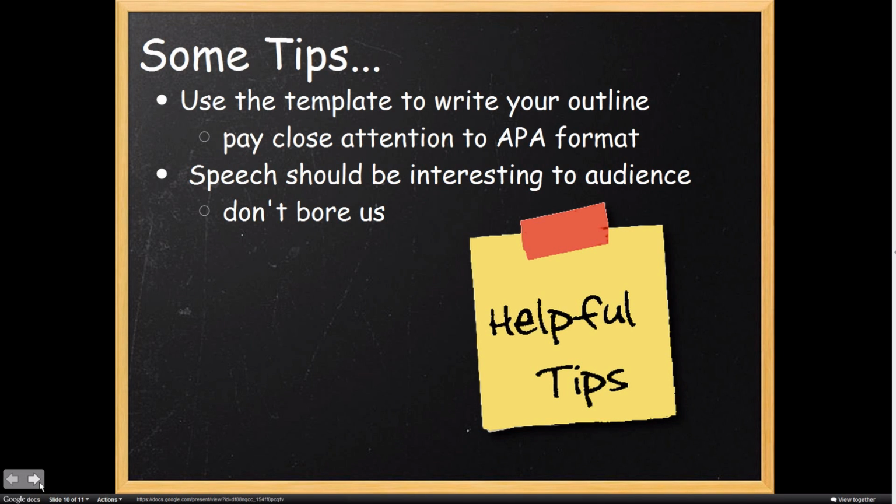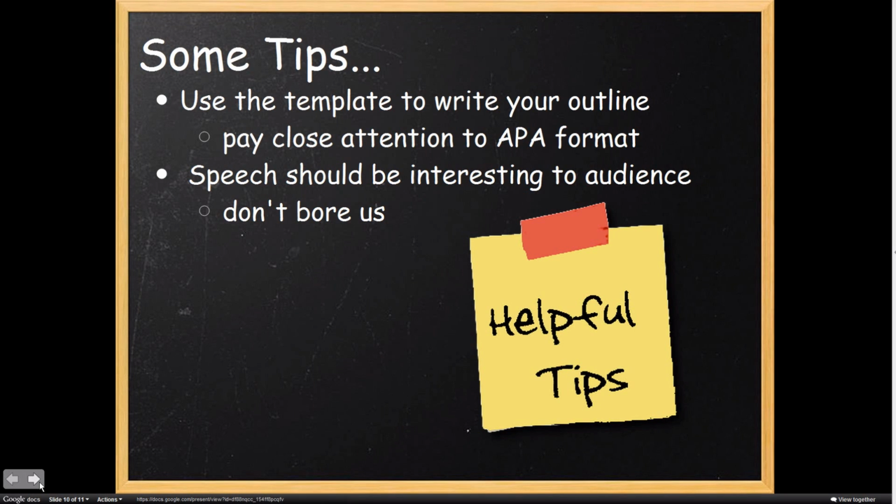The other side note on that is please pay close attention to APA format. There were multiple significant issues in the informative outlines of people not adhering to APA format. When in doubt, pop over to the library and take a peek at the APA publication manual.